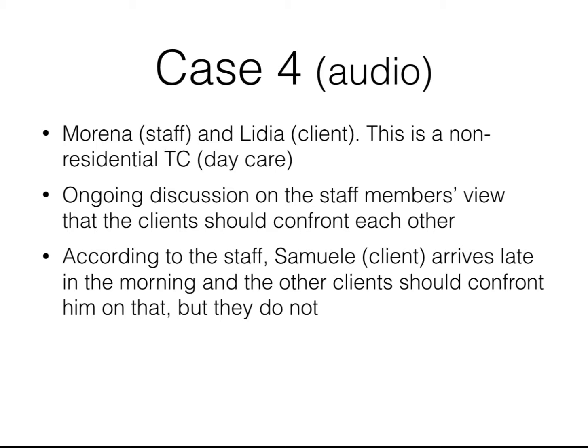And the problem here is that one of the clients, Samuele, a young man, always arrives late in the morning. This is not residential, so all the clients go home and stay with their parents or other supporters. Okay, and it's the staff members' view that the other clients should tell him something, rather than just wait for the staff members to tell him that he should arrive early in the morning, on time. Okay, so we don't have the video on this one.